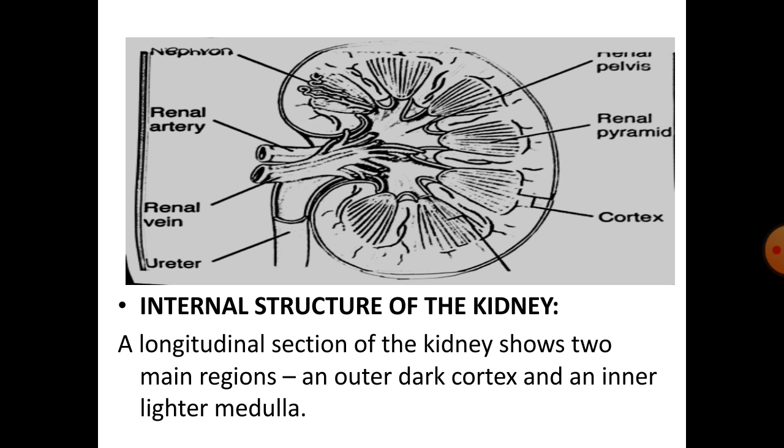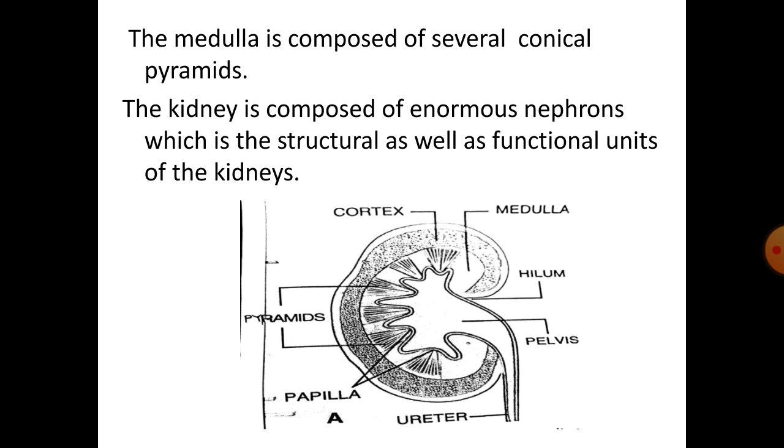Now, a longitudinal section of the kidney shows two main regions. One is the cortex and another is the medulla. You can see the cortex here. These stripe-like structures shown here are called the cortex. You can see here the medulla inside the cortex is shown.